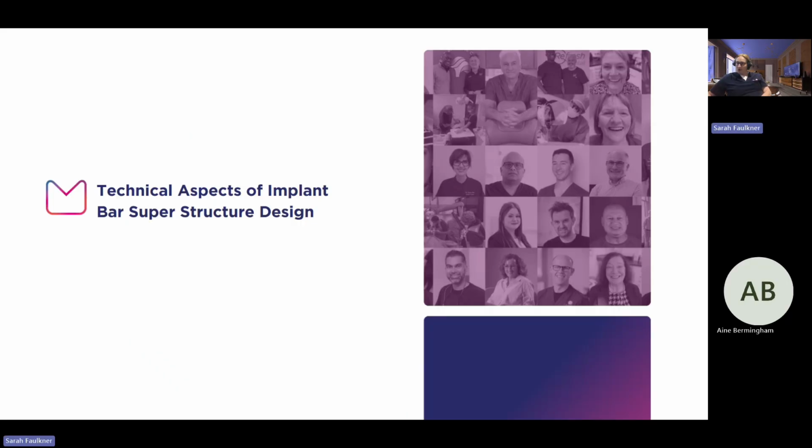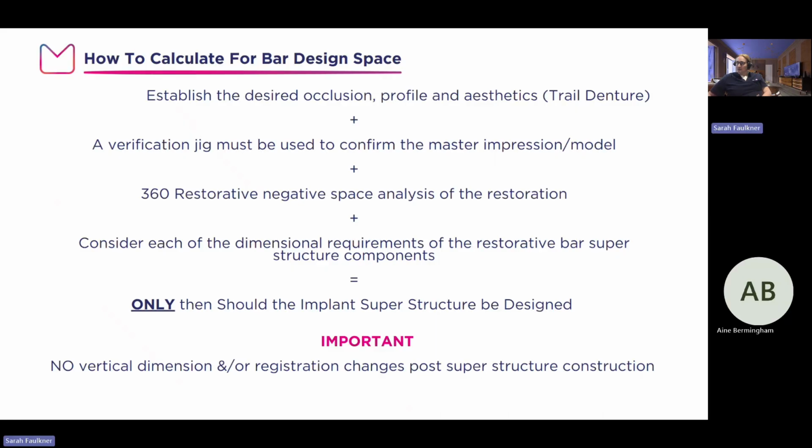Whenever it comes to the technical aspects, whenever people say to me, what sort of bar would I recommend? What would I suggest for this case? This is how I come to that decision. We can all have a bit of a knee jerk: I would like a Hader or I would like a Dolder. But how are we going to fully make that final decision?